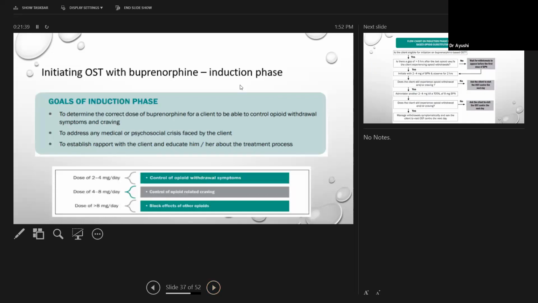Then in the induction phase, the goals are to determine the correct dose of buprenorphine for a patient to be able to control opioid withdrawal symptoms and craving, to address any medical or psychosocial crisis that is faced by the patient, and to establish rapport with the patient and educate him or her about the treatment process. A dose of 2 to 4 milligram per day is given to control the opioid withdrawal symptoms. A dose of 4 to 8 milligram per day is used to control opioid-related cravings, and more than 8 milligram per day blocks the effect of other opioids.